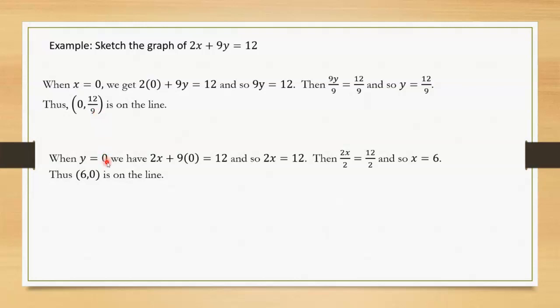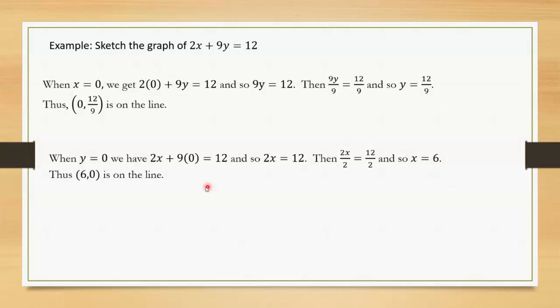Cool. Okay, well, we need another point. I'm going to take y to be 0. By doing that, the 9y is gone. So we have 2 times x plus 9 times 0 is 12. That's the same thing as 2x equals 12. And so from here, we can get x. How do we do that? We divide by 2. You divide both sides by 2, get x equals 6.